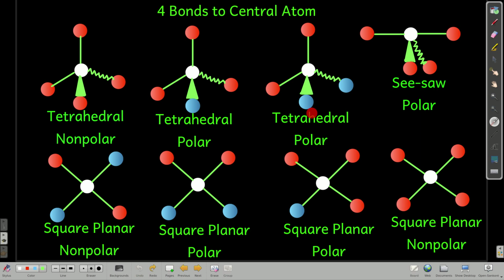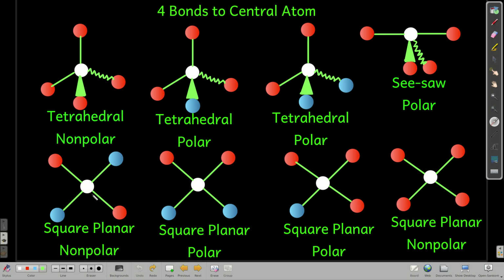Same thing if there's two atoms that are different than the other two, then the poles don't cancel, and this is a polar molecule. Now if we have seesaw molecular geometry, there's a lone pair of electrons up here that we won't see. Again, as long as these are polar bonds, then this will be a polar molecule. The poles don't cancel. Square planar, there's two lone pairs on the central atom that we can't see.